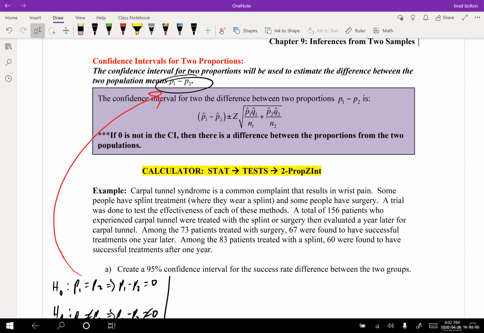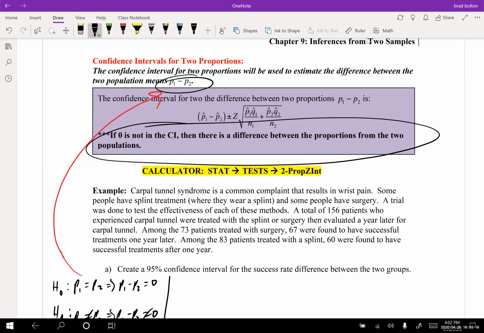But if 0 is not in the interval, then you are allowed to say that there does appear to be a difference between the two population proportions. If 0 is in the interval, then you have to say that there does not appear to be a difference. So make sure you understand the wording of this. It's kind of a weird way to say it, okay? So if there is a 0, then you can't determine a difference. And if there is not a 0, then you can say there is a difference between the two population proportions.